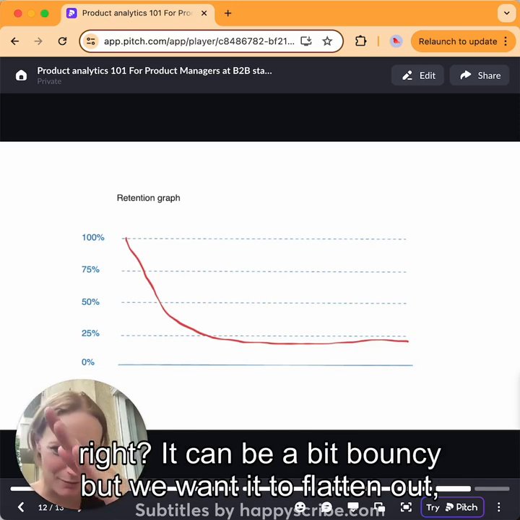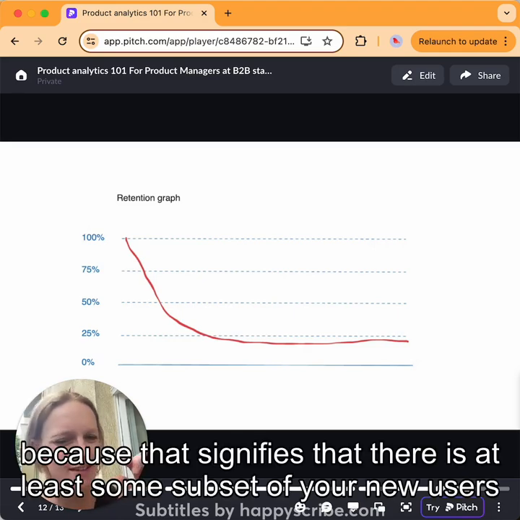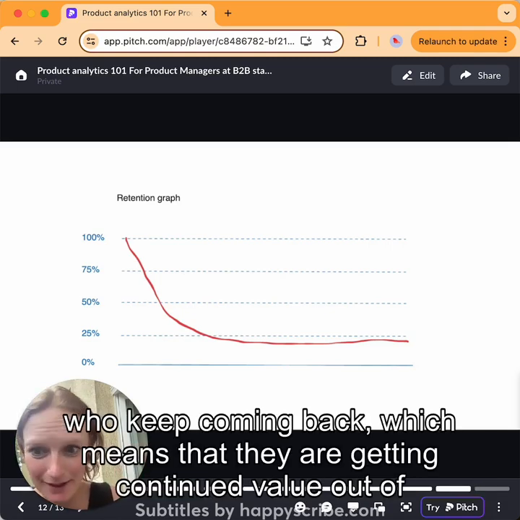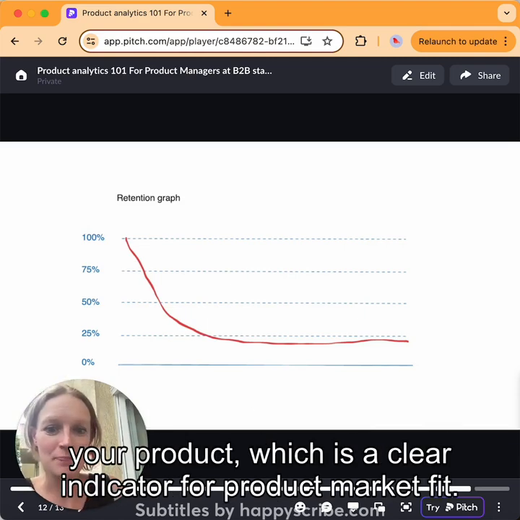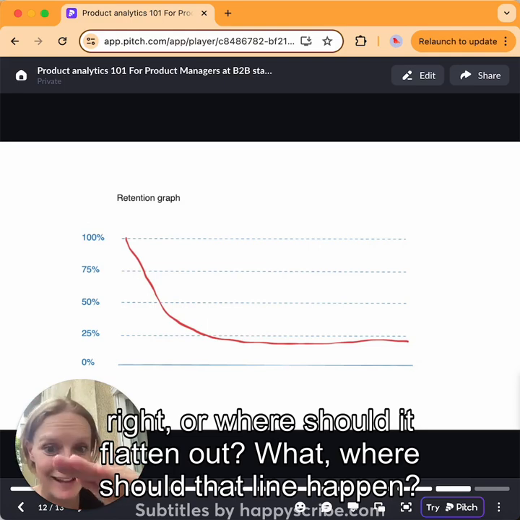It can be a bit bouncy, but we want it to flatten out because that signifies that there is at least some subset of your new users who keep coming back, which means that they are getting continued value out of your product, which is a clear indicator for product market fit. Now you might wonder, where should it bottom out, right? Or where should it flatten out? Where should that line happen?